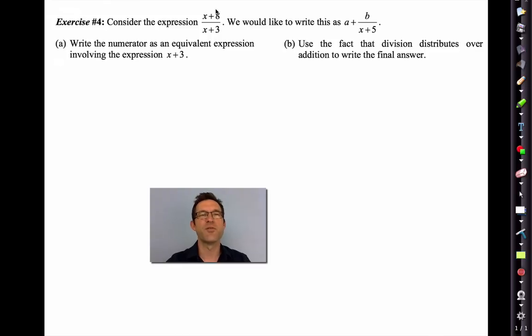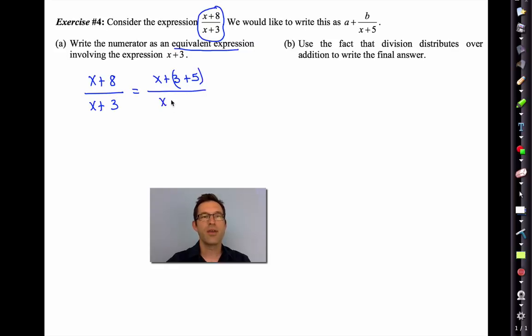Let's take a look at this very simple expression: x plus 8 divided by x plus 3. It says write the numerator as an equivalent expression. I want to write an equivalent expression that involves x plus 3. Well, one way to do that is to take my 8 and break it into 3 plus 5. I think everybody would agree that 8 is the same as 3 plus 5.